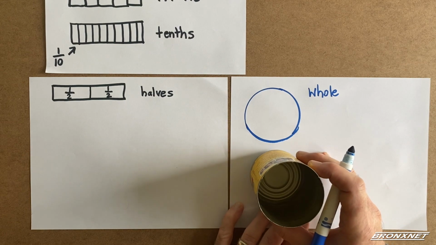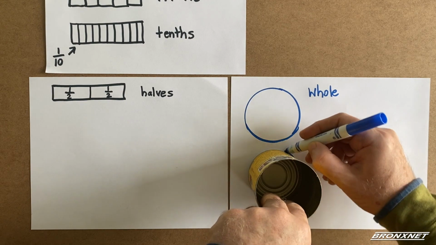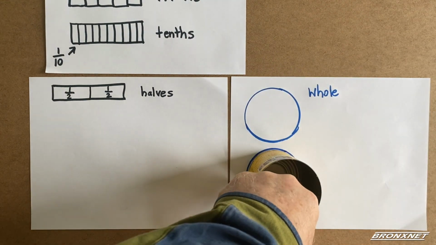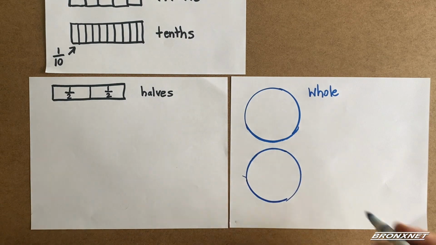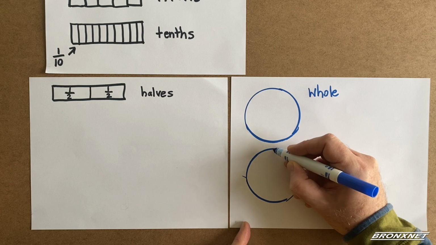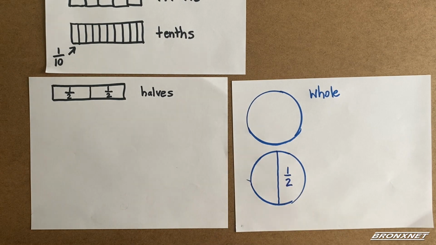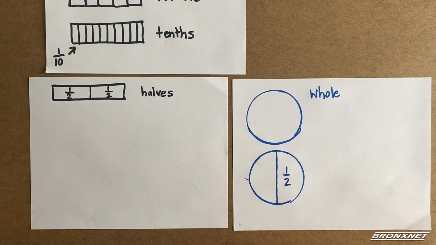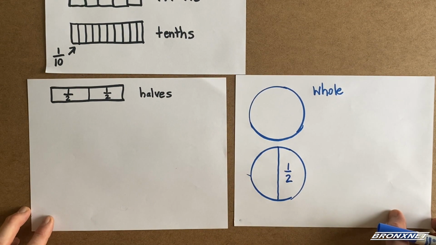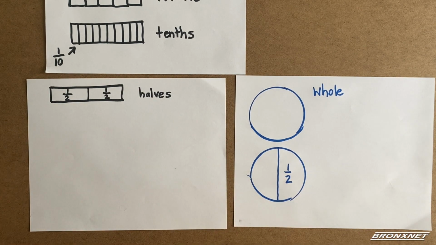Now I'm going to want to draw half, where I want the hole to be the same size. I have my half in a circle. Now I'm not going to compare my rectangle halves to my circle halves because they're different holes. So that wouldn't be right to do that.